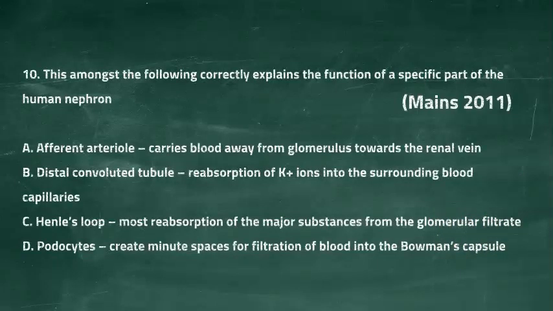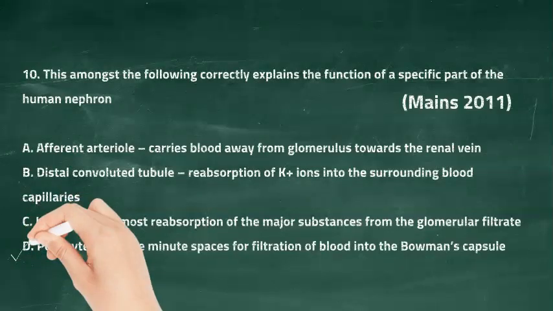The right answer for this question is option D, which is podocytes, which create minute spaces for filtration of blood into the Bowman's capsule.